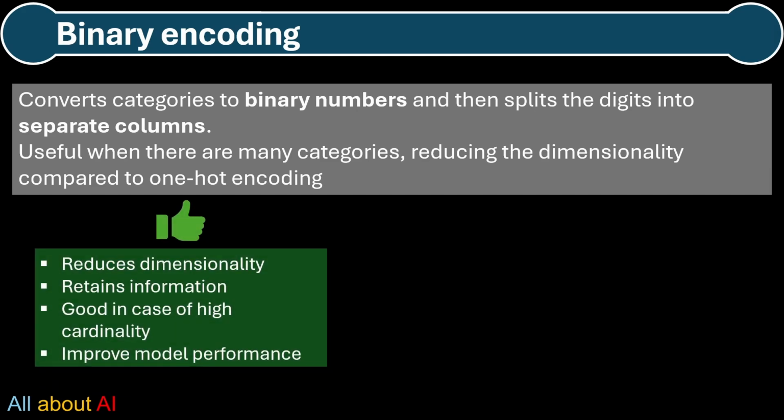Reduced dimensionality. Compared to one-hot encoding, binary encoding requires fewer columns, especially for high cardinality data. Retains information. Encodes the ordinal relationship between categories due to the integer to binary mapping. Handles high cardinality. Well, more efficient for datasets with many unique categories, as it reduces the risk of sparsity. Improved model performance. Fewer dimensions and more compact representation can help some models, tree-based algorithms, perform better.